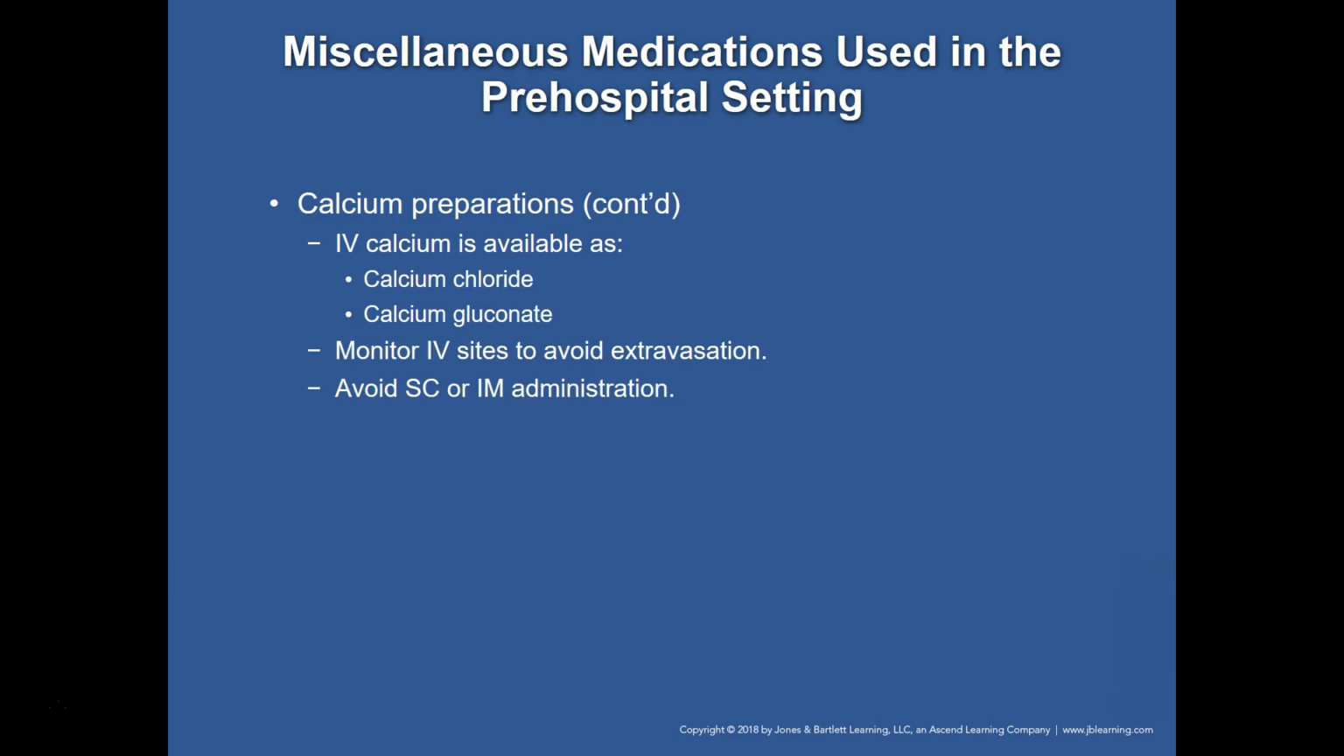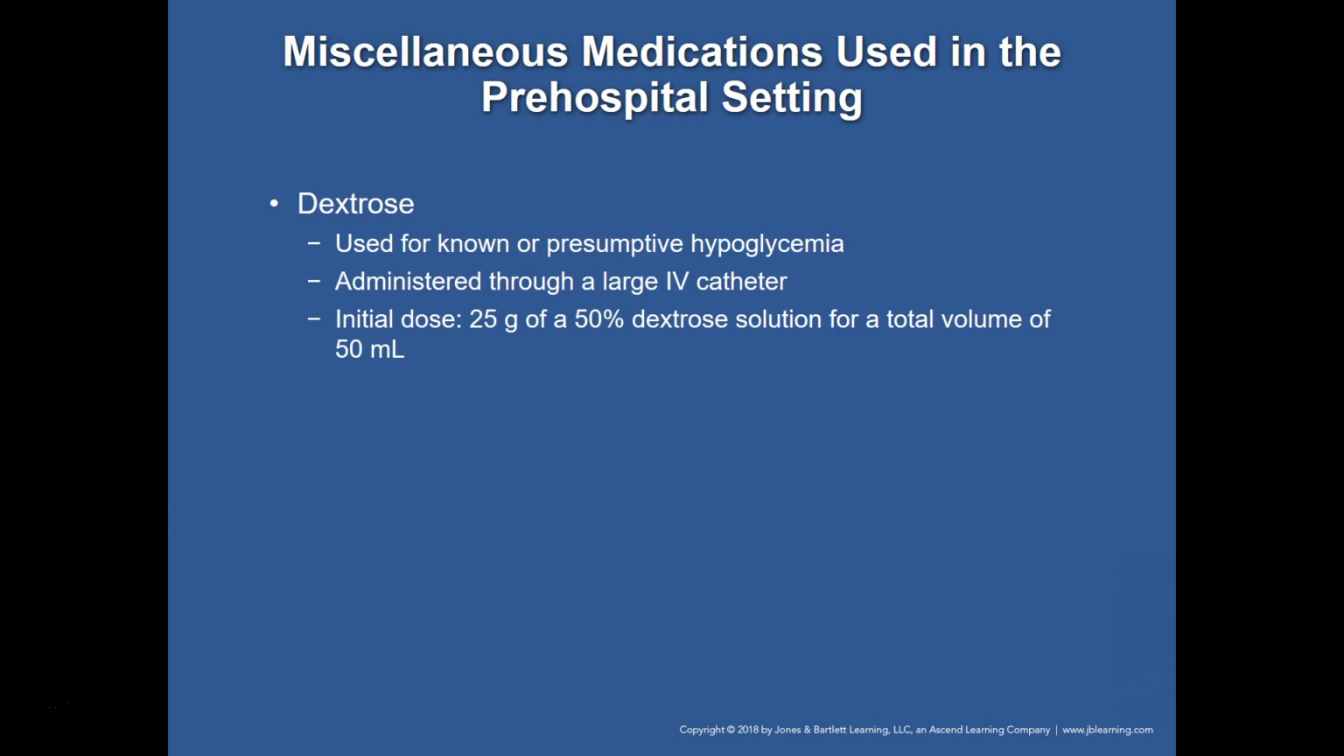IV calcium is available as calcium chloride and calcium gluconate. Like I said, usually it's calcium chloride we use for calcium channel blockers and calcium gluconate that we use for mag sulfate overdoses. Monitor IV sites to avoid extravasation, and avoid sub-Q and IM administration.